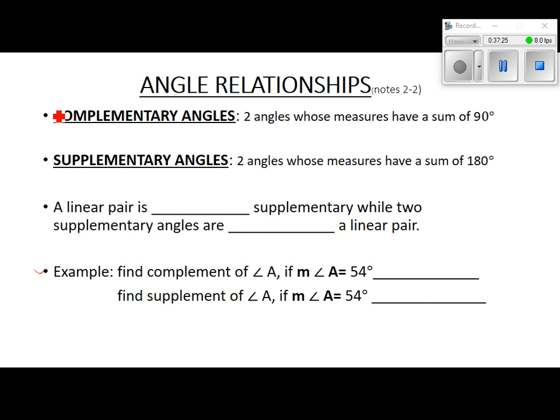Then what we're going to deal with is complementary and supplementary angles. In all my years of teaching, I've never come up with a good way to help students remember what each one is and how to keep them separate. My way is just to remember what they are. So if you come up with a neat little way to help everybody remember the difference between complementary and supplementary, let us all know.